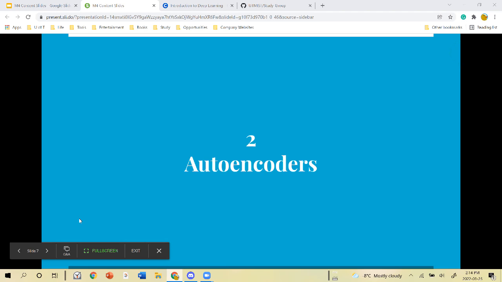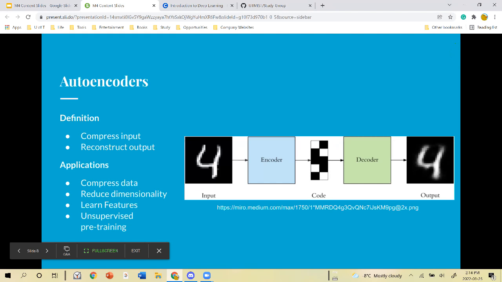Yeah. Next is auto-encoders, which was also the next topic that was covered. So now we can see how we can see more unsupervised learning in action. So auto-encoders, what it does, right?